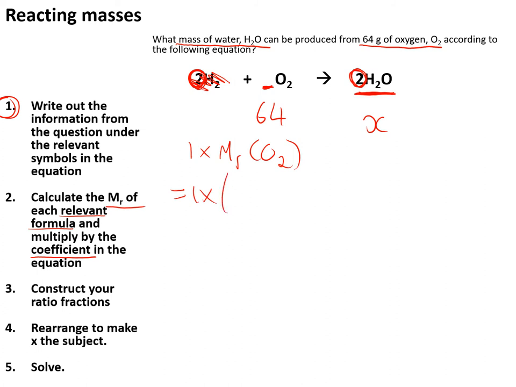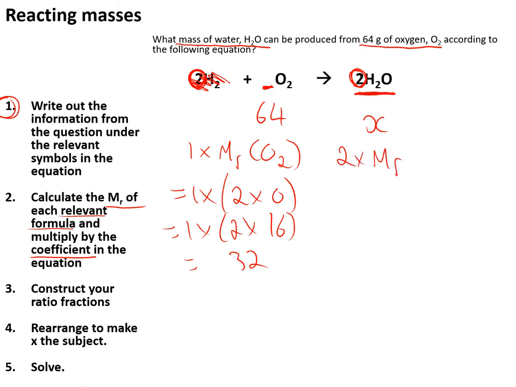oxygen has a relative atomic mass of 16, so we're going to have 1 times 2 lots of oxygen. So 1 times 2 times 16. That is going to just be 32 in total. Over here on the water side, we're going to want 2 lots of the MR of water. So 2 times the MR of H2O.